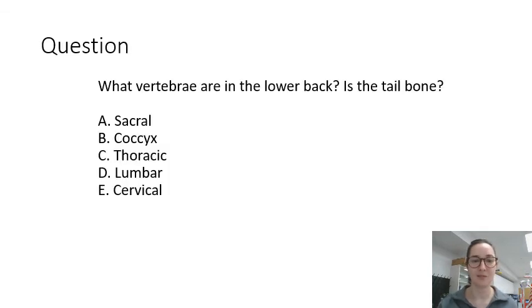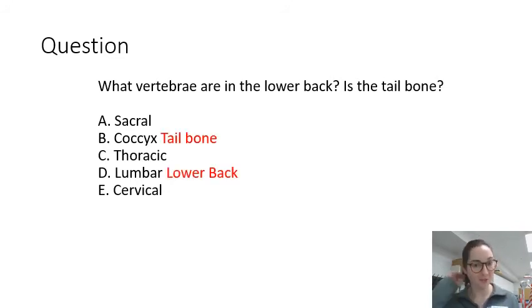Okay, so we made it through this next little section here. What vertebrae are in your lower back and which one is your tailbone? Give you a second. All right, there we go. Your lower back vertebrae are lumbar, your tailbone is your coccyx.